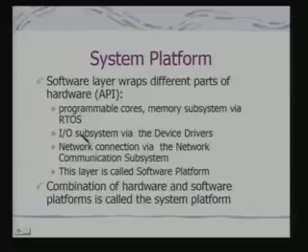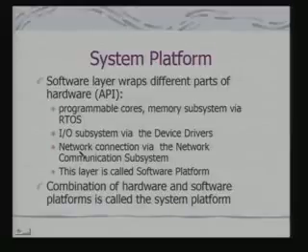I/O subsystem managed via device drivers. Network connection via the network communication subsystem. And these three things together can form the API, and this API can be used for developing applications on the platform. And this layer is called the software platform. And the combination of both hardware and software platforms is called the system platform.